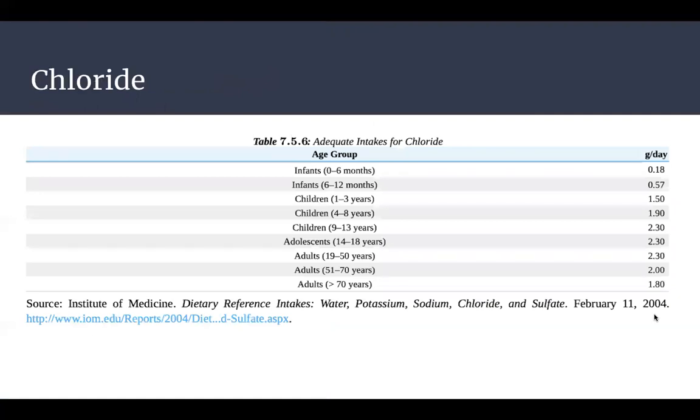Here are the adequate intake levels for chloride. Again, we see this is measured in grams per day. Chloride is common in table salt, so most people are able to get their chloride needs simply from the salt that we consume in our diets.